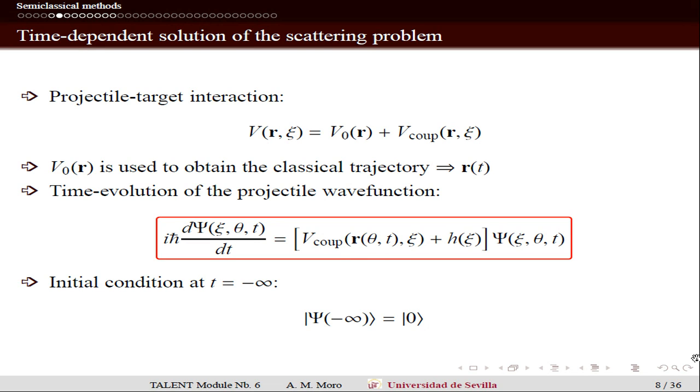It's in the ground state, suddenly the target comes close to us and produces some perturbation, and eventually may excite this projectile to any possible excited state, and then flies apart. So we are interested in knowing what is the probability of populating the different states of the projectile. This is our goal.